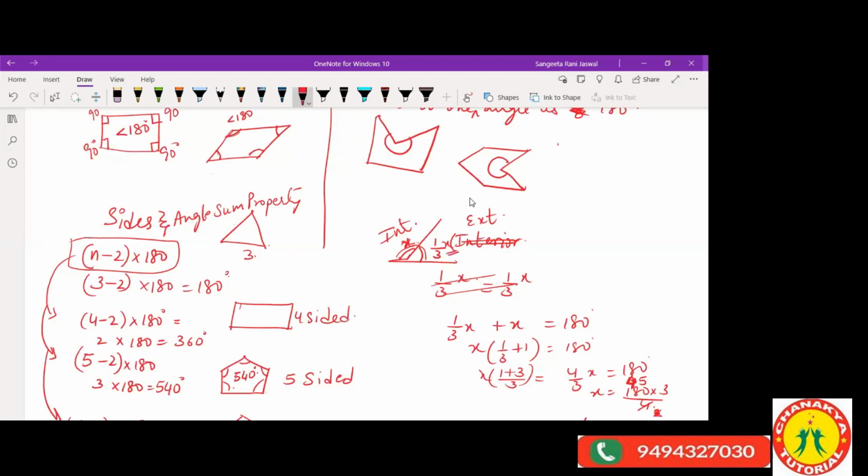And when I add both of them, then it should make 180 degrees, no? Because it's making a linear pair. So I have taken 1/3 of x plus x is 180. Okay, ma'am, you understood this?